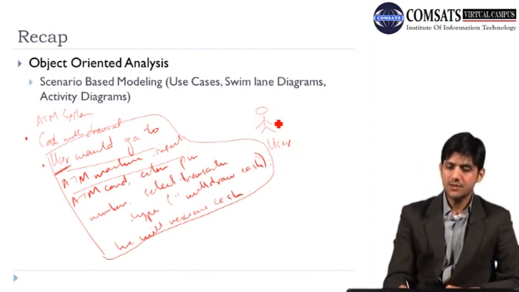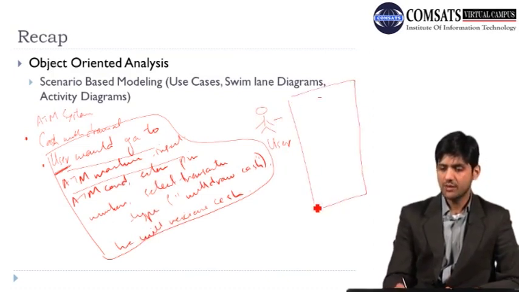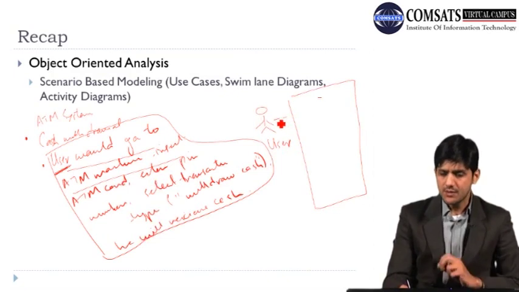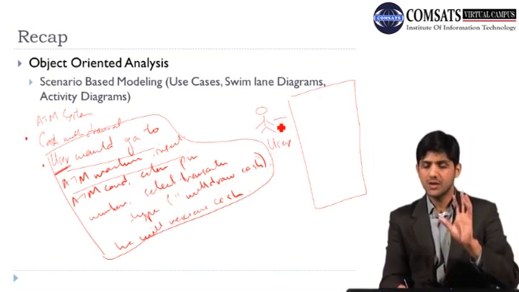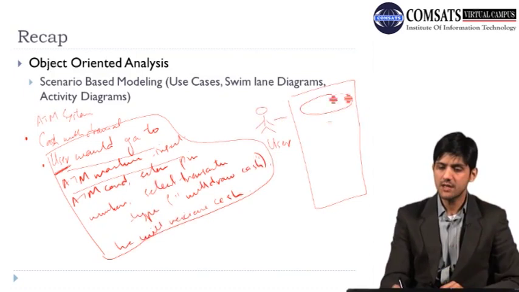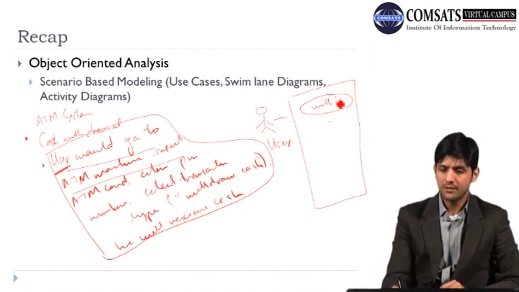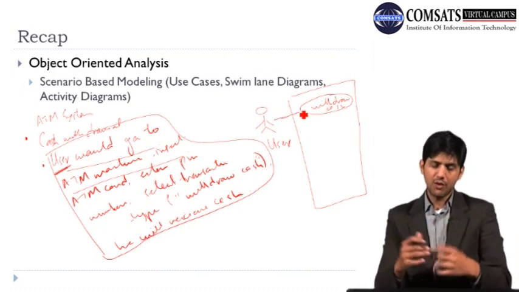So we know that there is a user, and we looked at the fact that there is always a use case boundary, and we recap that. So this user is going to do a transaction, and that transaction is basically withdraw cash. Okay, so we got to know that.